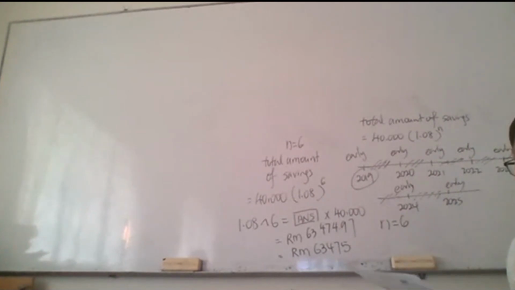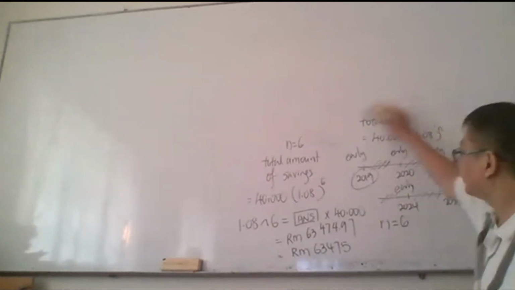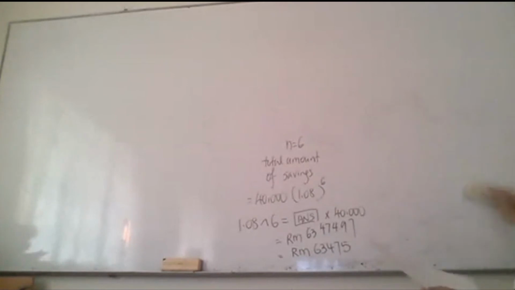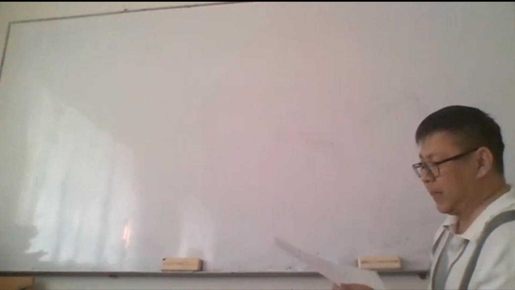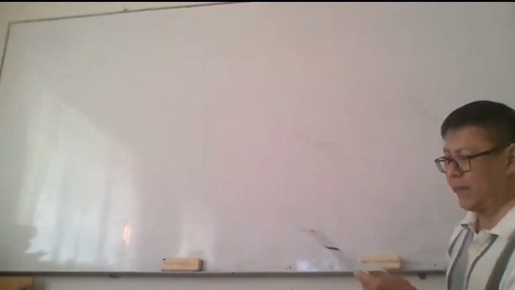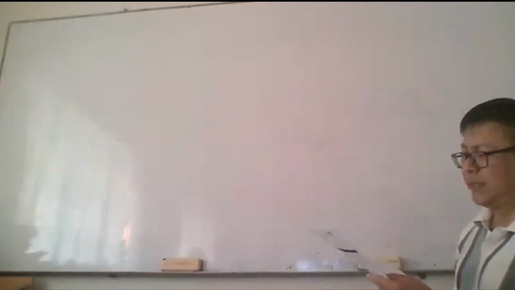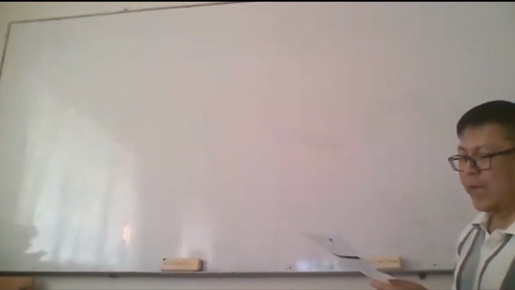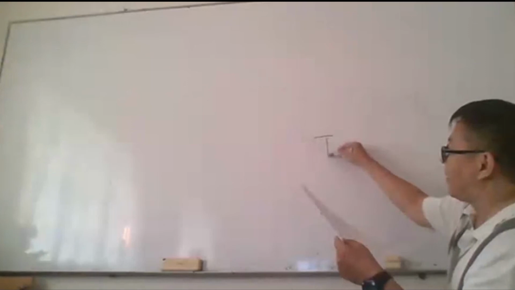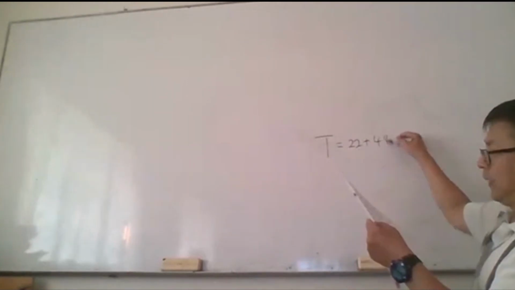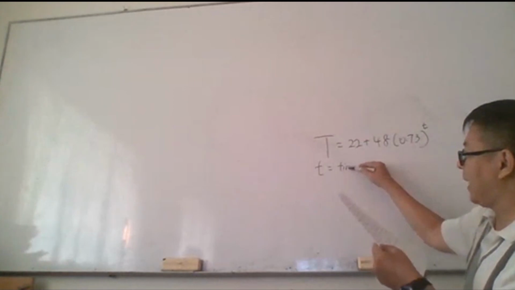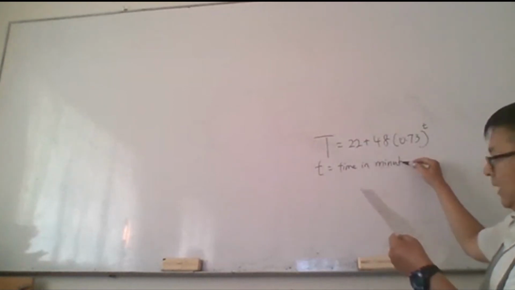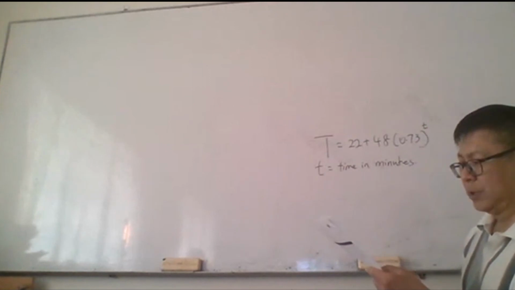Okay, so I will continue with question number 11, the last question for indices. The water in the kettle is left to cool on the table, and the water temperature is T degrees Celsius after t minutes. They give you the temperature as T equals 22 plus 48 times 0.73 to the power of t, where t is the time in minutes.